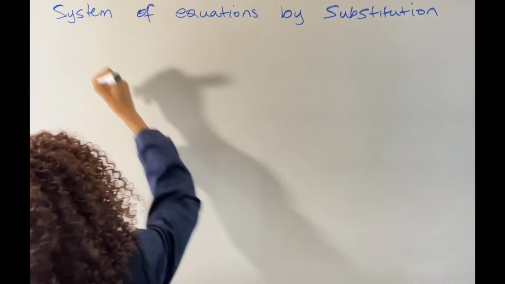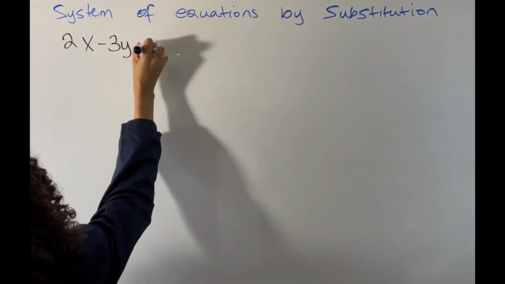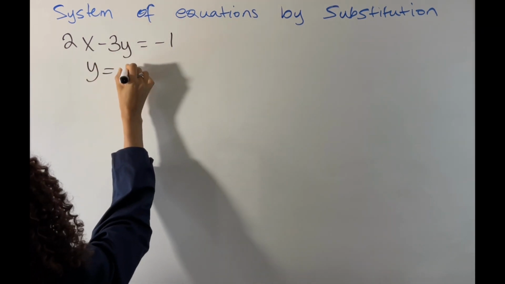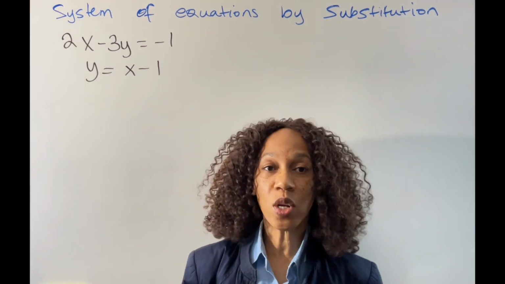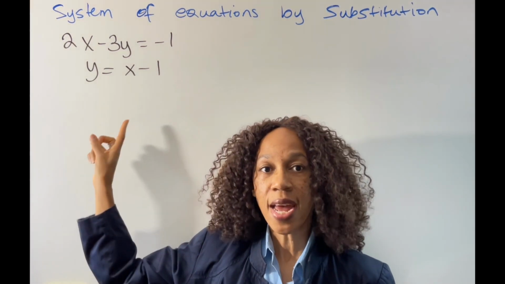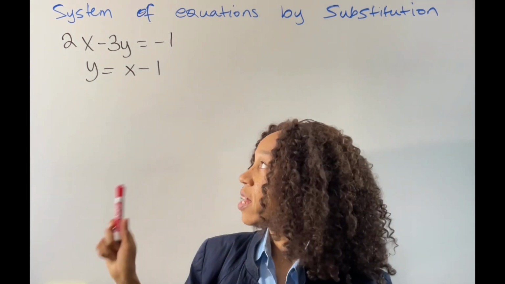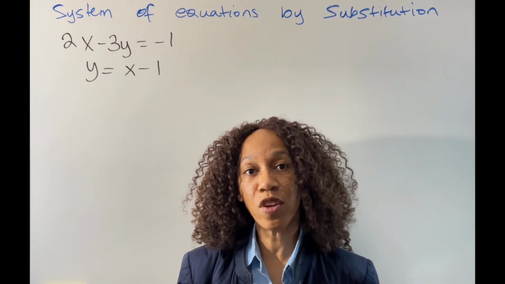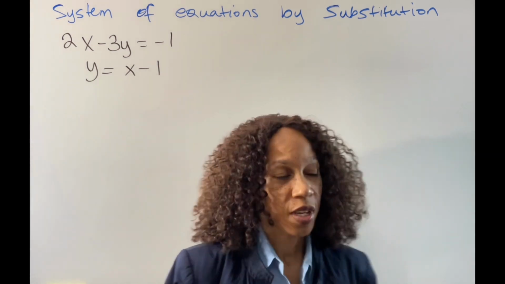So I have 2x minus 3y equals -1, and the other equation is y equals x minus 1. So those are the two equations that you have. You will notice that one of the equations here is in the form of y equals mx plus b, and so in the other equation you are going to substitute, where you see y, what the value for y is. So let's get into it.